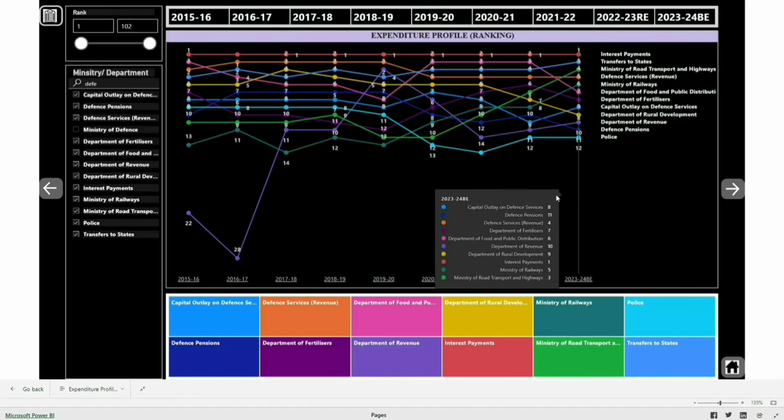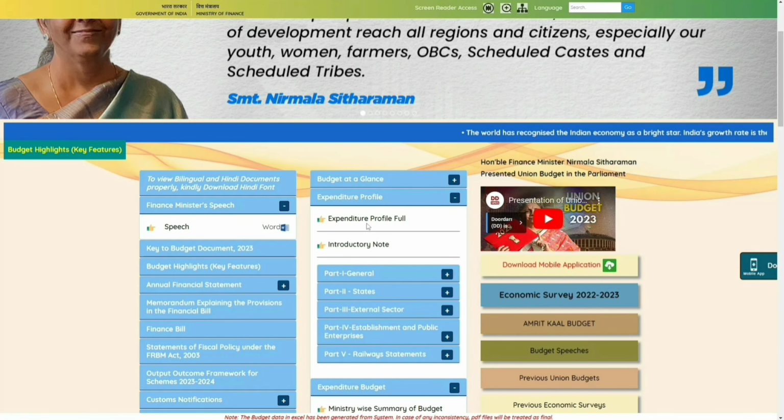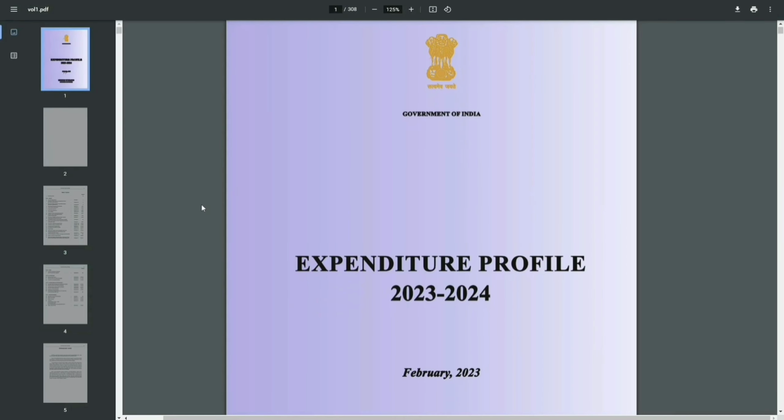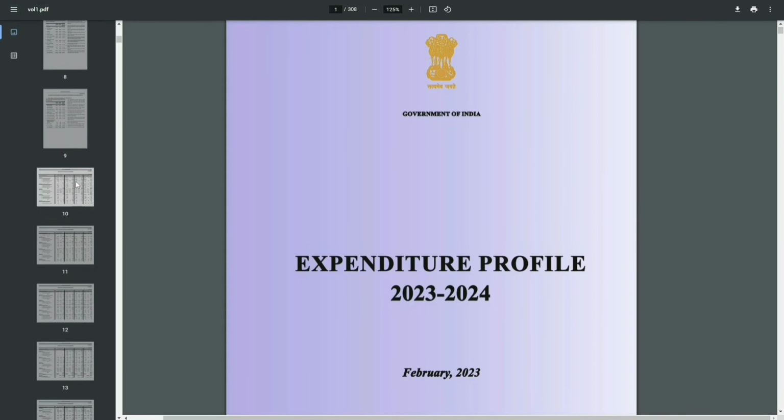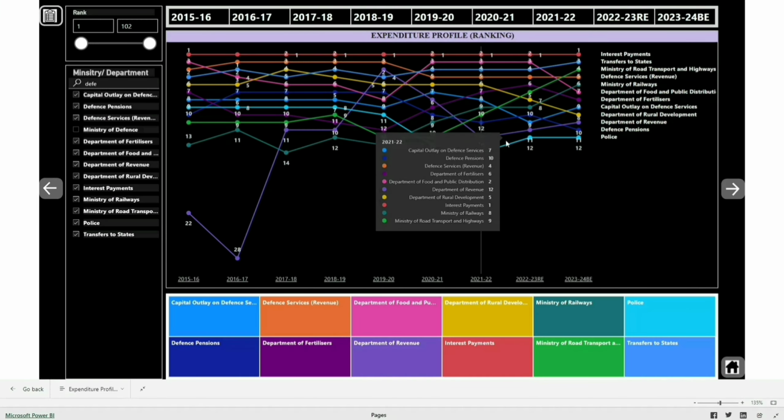Okay, for this, we have to visit the website. So on the website, you can click on expenditure profile and click on expenditure full profile. So this is the expenditure profile of the Government of India. And here you will find the breakdown of expenses in terms of ministries and departments. And this is what this report is going to be talking about, right?